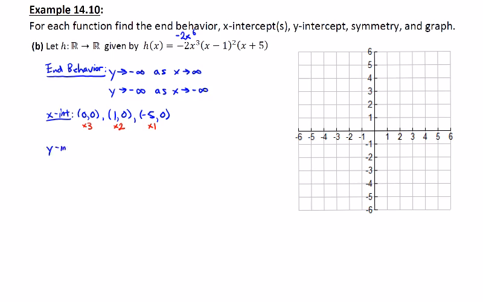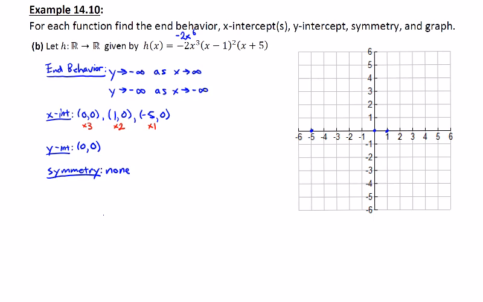Your y-intercept is also going to be the origin, not really much of a surprise there. On this particular function there is no symmetry, so I'll just write none for that. Starting with the points like we did with example A, we'll have a point at the origin, a point at 1, 0, and a point at negative 5, 0. The y-intercept doesn't give us anything else new. The end behavior, however, both the right and the left arrows are going to be going down.